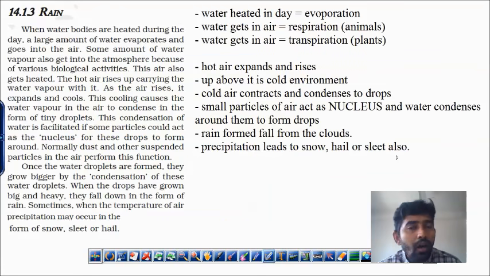Rain. We all know what is rain, but how is rain formed is the topic of discussion here. And there are few processes which are a part for rain to be created. The first process is called evaporation, where the water from the surface evaporates, goes into the atmosphere. Second is respiration of animals.